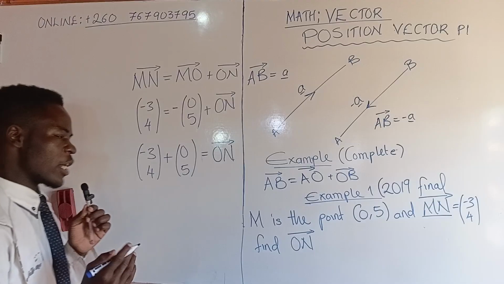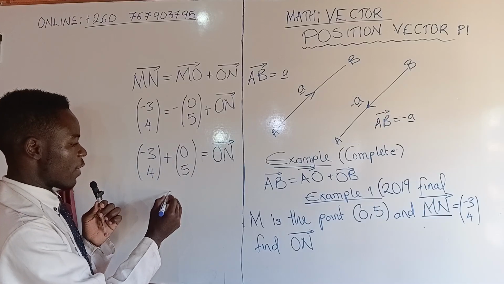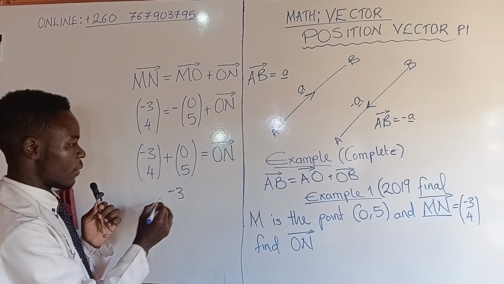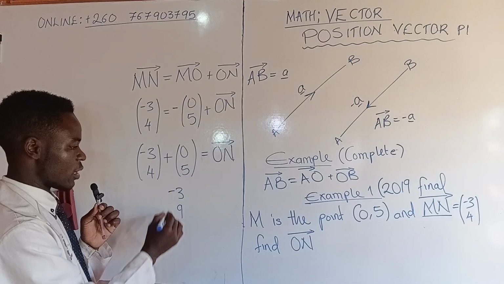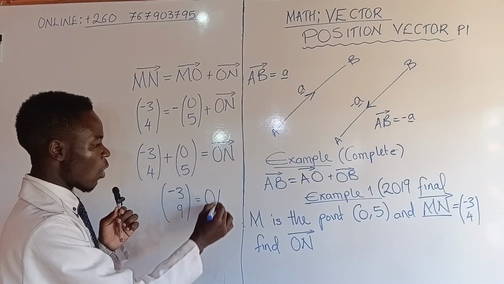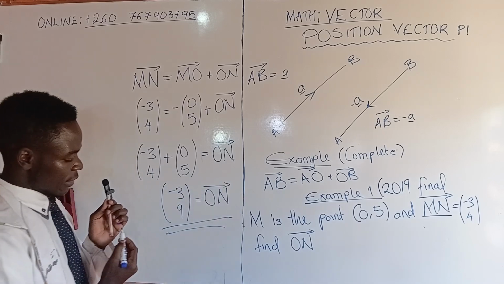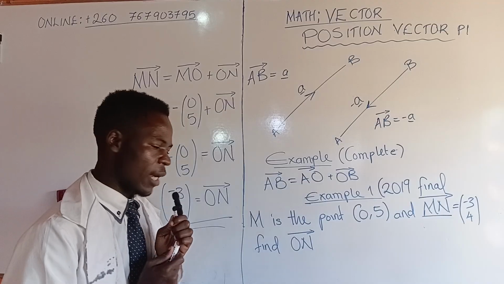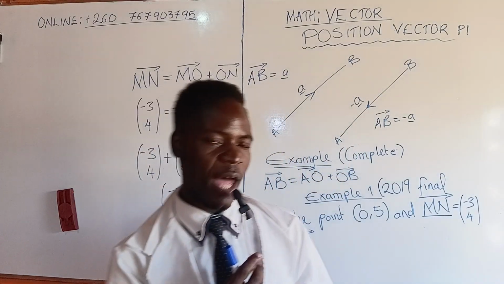Then now what we are going to have is negative 3 plus 0. The answer is negative 3. Then what is 4 plus 5? The answer is positive 9. So our position vector of ON is negative 3, 9 from there. So that is the way on how we get to answer the question.